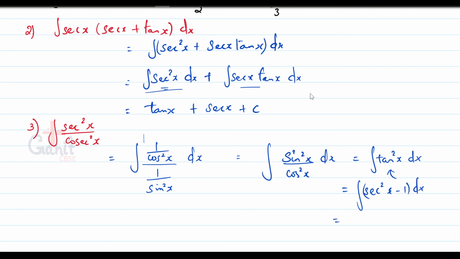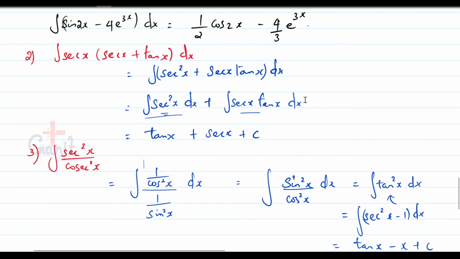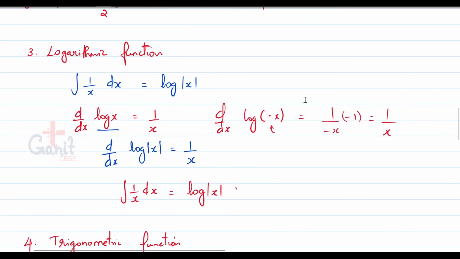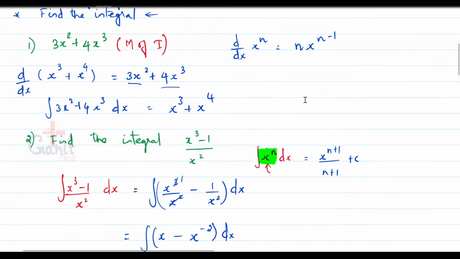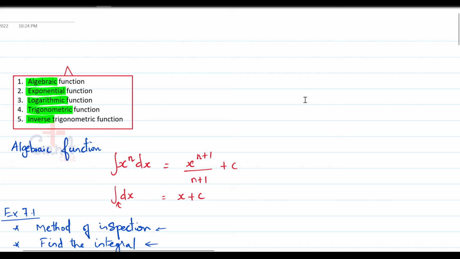So if I integrate secant square x, I'll get tan x. If I integrate the negative 1, I'll get negative x plus c. So inverse trigonometric functions we will see in the next exercise. So for now we have seen trigonometric functions, logarithmic functions, exponential functions and algebraic functions. Thank you.